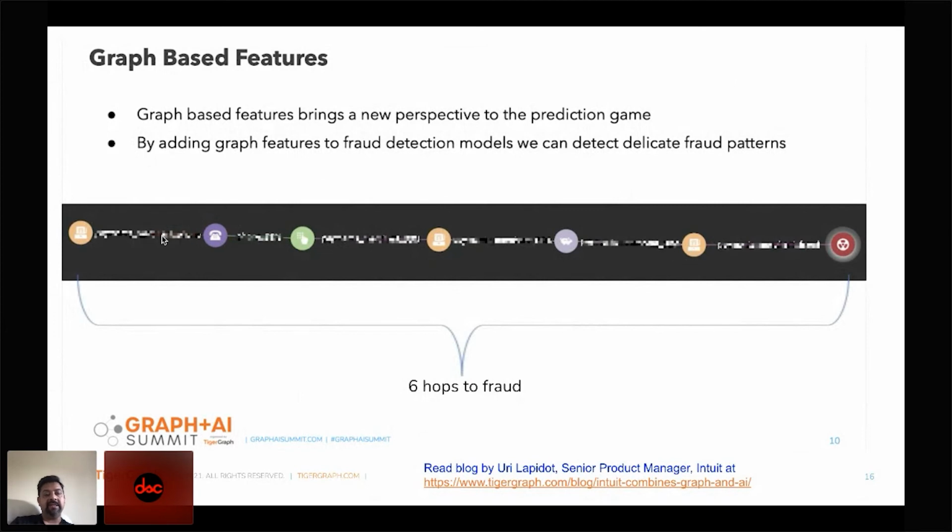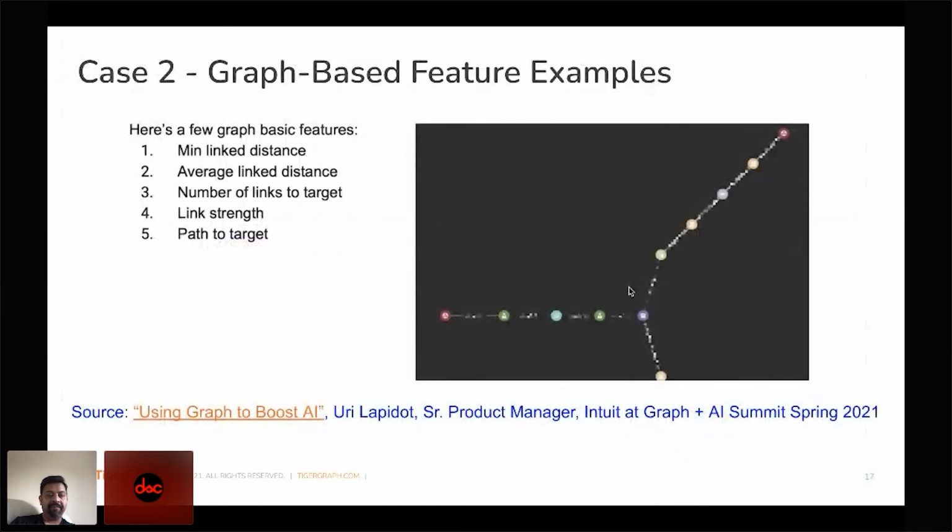So I can't really discuss details of this because it's proprietary to Intuit on how they do it, but we are happy to design a solution for you for your use case that would do similar analysis for you and help you bring down the fraud in your organization.